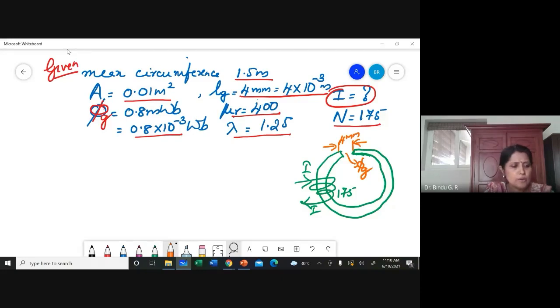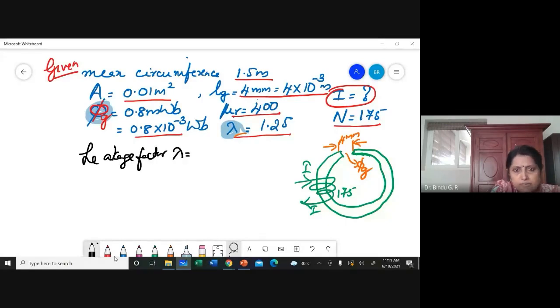Now you have to do the problem in the same manner in which we did earlier. Only thing is that instead of giving the total flux, they have given you lambda and phi_g, from which you have to find out the total flux. So let's deal with that first. Leakage factor lambda is given as 1.25, which is equal to total flux by flux phi_g.